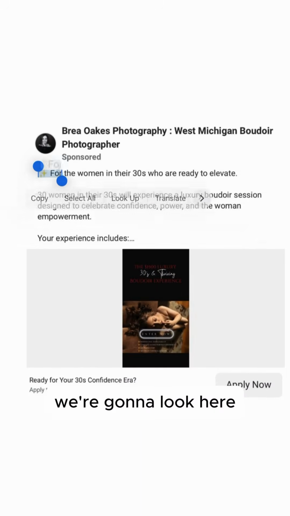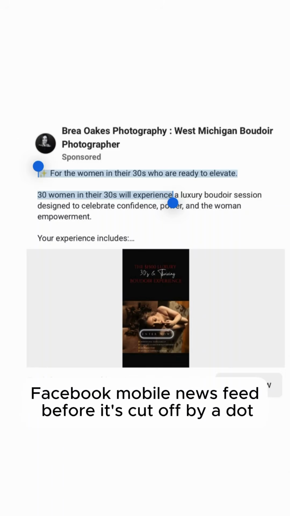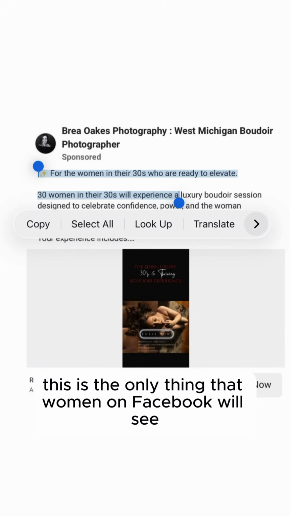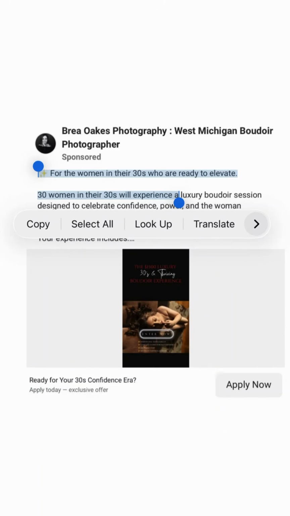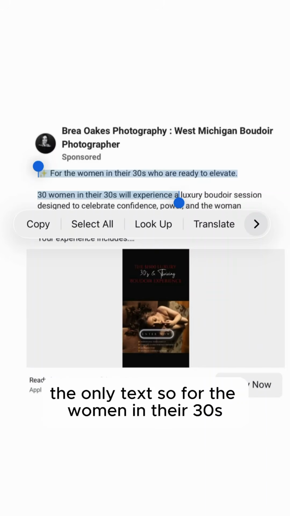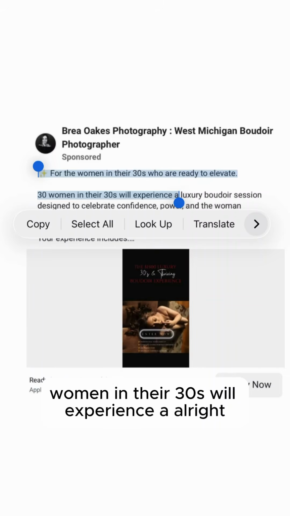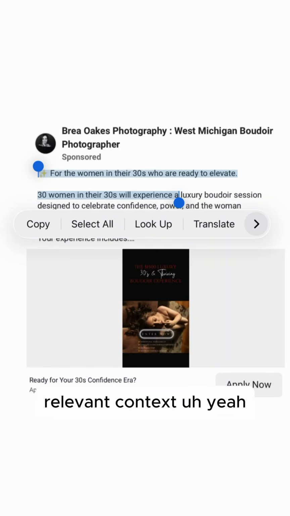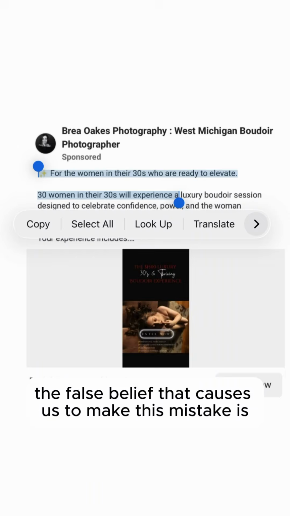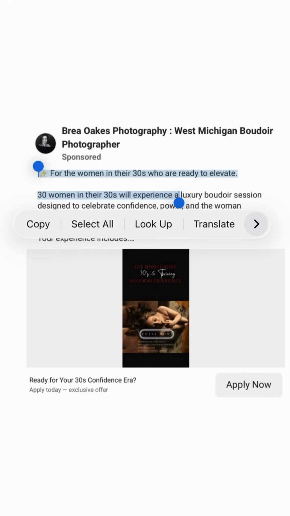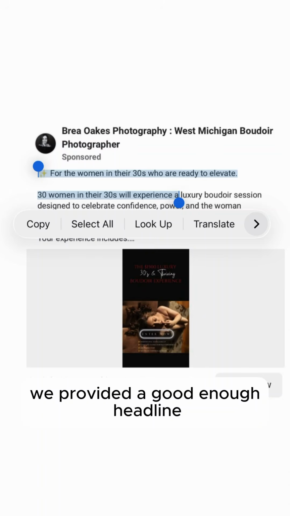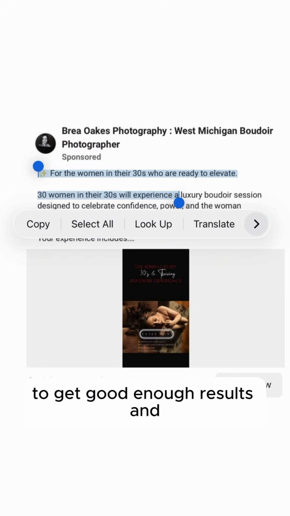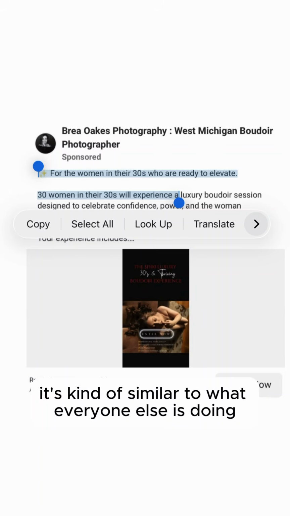Finally, we're going to look here. See more headline, first 2 3/4 lines, Facebook mobile news feed before it's cut off by a dot dot dot, see more. This is the only thing that women on Facebook will see. The only text. So for the women in their 30s who are ready to elevate, 30 women in their 30s will experience A. All right, so we got like 2 points of relevant context here. Yeah, this is the lack of context mistake. The false belief that causes us to make this mistake is we believe we've provided a good enough headline to get good enough results, and it's kind of similar to what everyone else is doing.